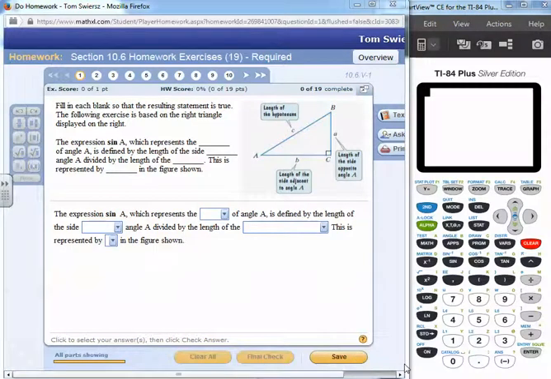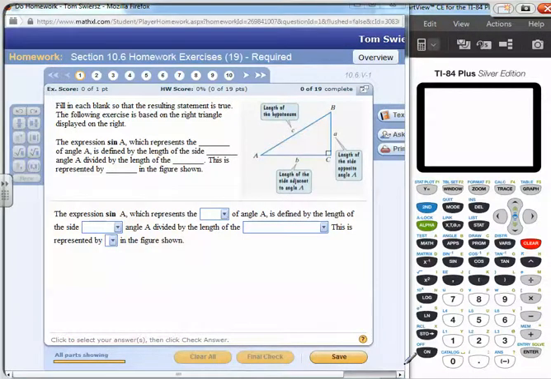Let's go ahead and do some homework exercises from section 10.6. Fill in the blank so that the resulting statement is true. It's based on the right angle displayed at the right. The expression sine A, which represents the sine of an angle written out as S-I-N-E, is determined by the length of the side opposite.